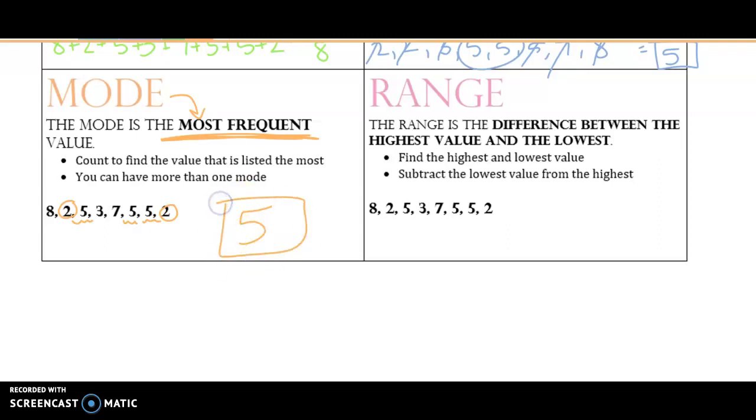Miss Musselman, is it possible, what if 2 appeared 3 times? Which would we pick? Then it would be both. You would write 2 and 5, because if you look right here at this bullet point, you can have more than one mode. And what happens if each number only appears once? If all of these numbers only appear once and nothing repeats itself, you wouldn't have a mode. You would just write none.